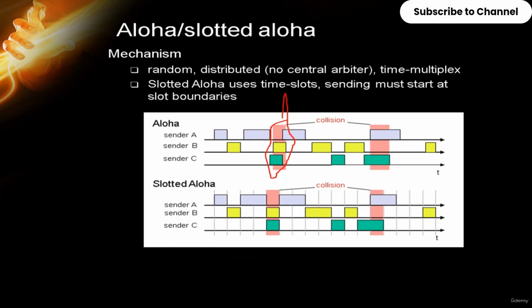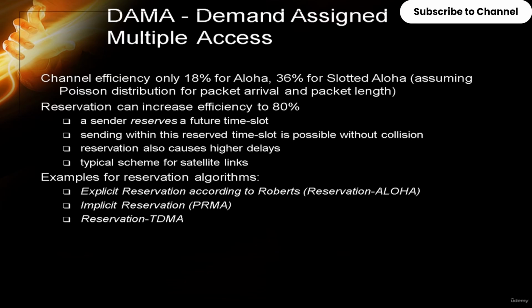In slotted Aloha also, sender A starts sending the message, sender B sends the message, sender C sends the message, and in a particular place, collision occurs in Aloha and slotted Aloha.